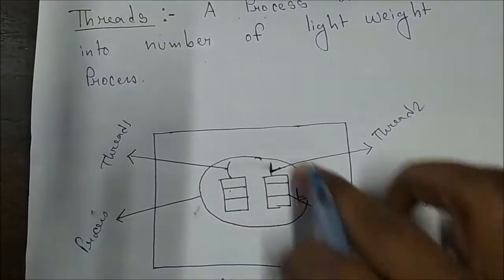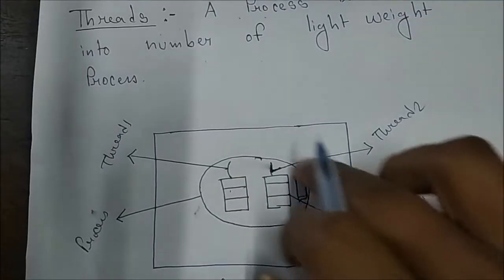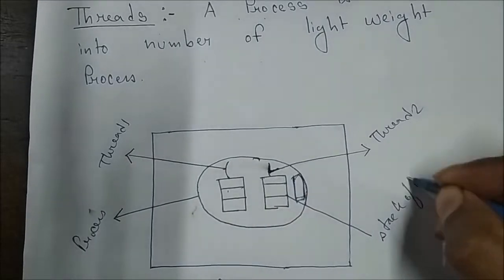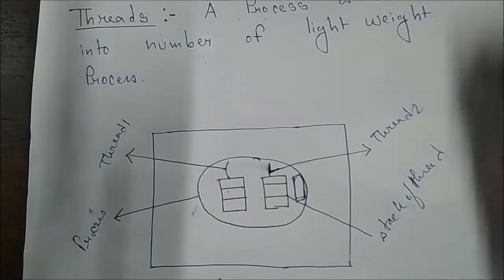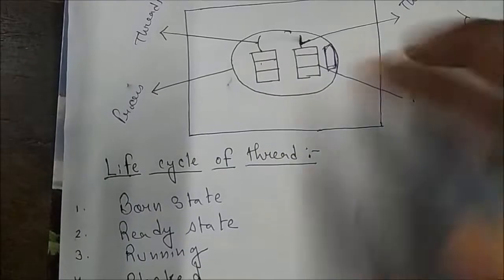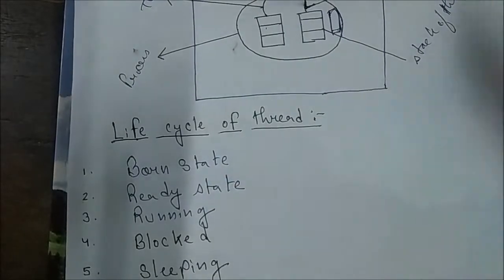Within a process there is a thread. So we have seen about process, but we have not seen about thread. Within a process only, threads lie. This is the stack of a thread. In process we have seen the life cycle of a process. So here also there is a life cycle of a thread. It is similar to a process, but one state will be new.